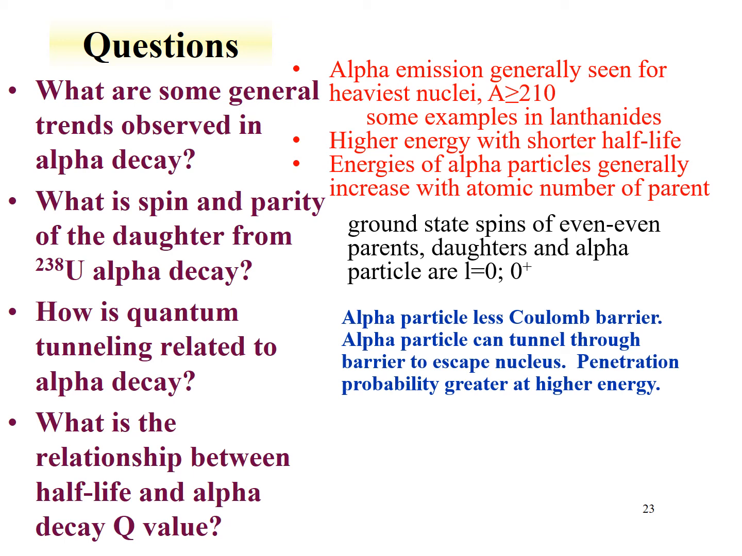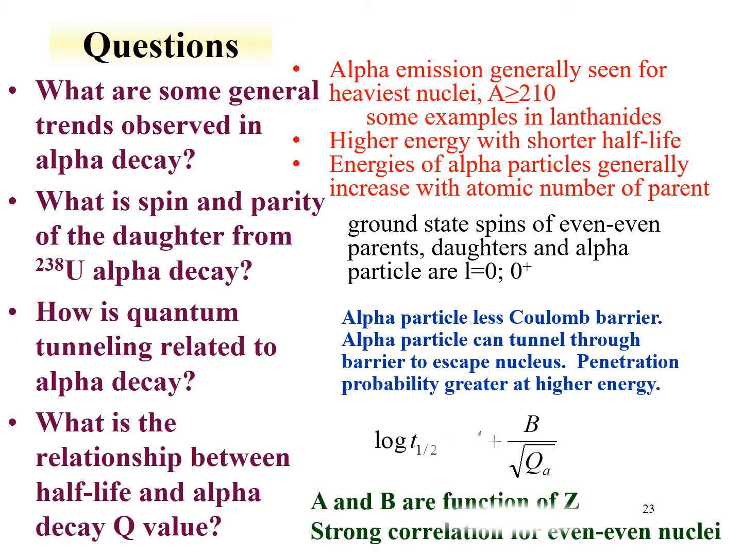So what's the relationship between half-life and alpha decay Q value? Well, there's an equation that we talked about where the log of the half-life is equal to a constant A plus B divided by the square root of the Q value for the alpha decay. A and B are functions of Z, so a function of proton number, and there's a strong correlation for even nuclei.